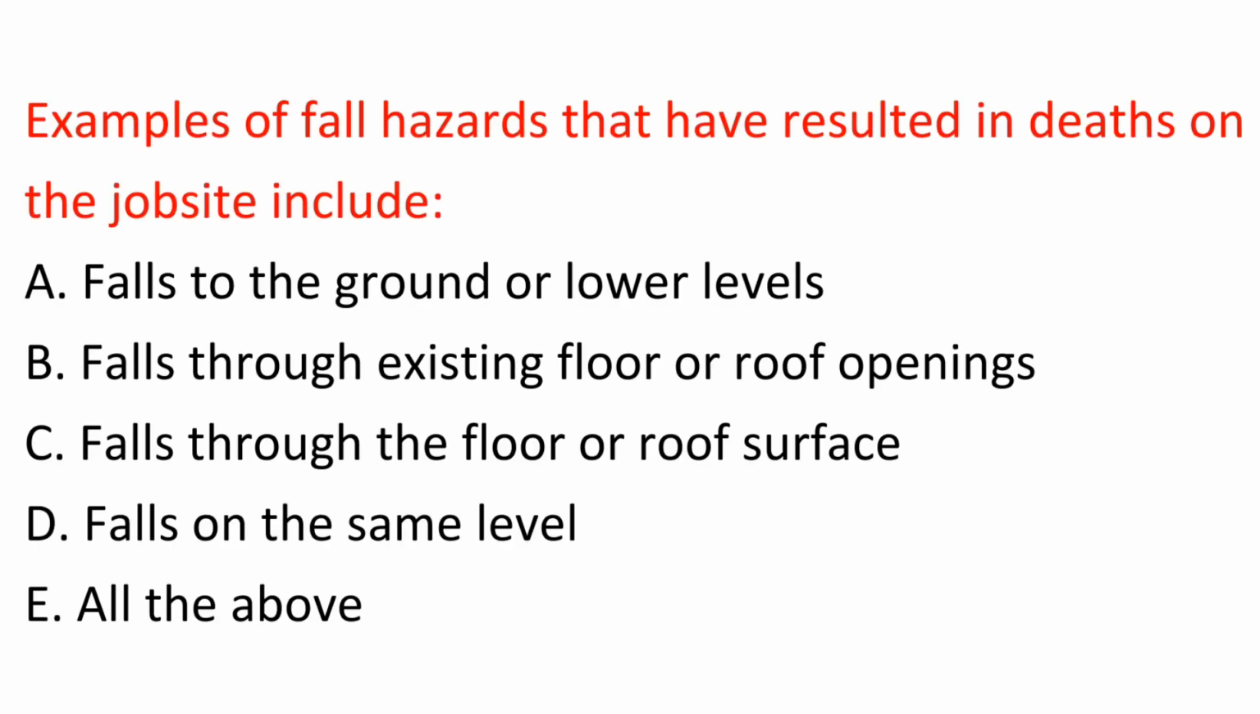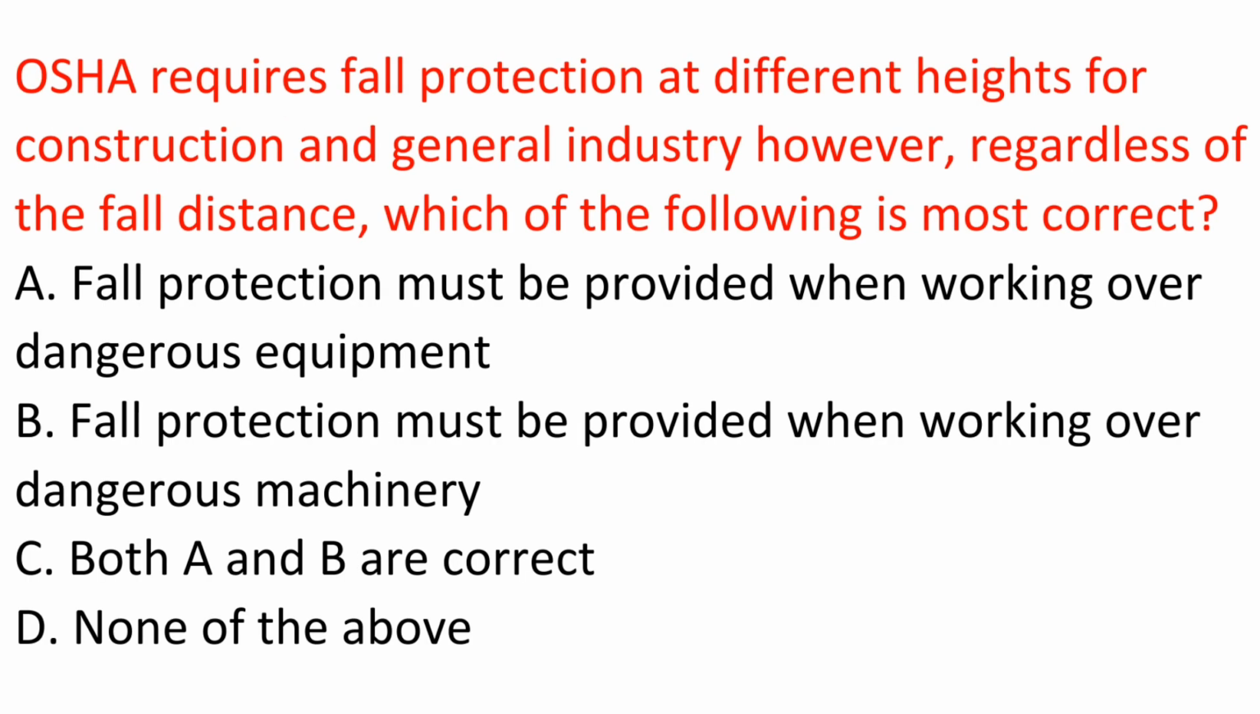Question. Examples of fall hazards that have resulted in deaths on the job site include: A. Falls to the ground or lower levels. B. Falls through existing floor or roof openings. C. Falls through the floor or roof surface. D. Falls on the same level. E. All the above. Answer. E. All the above.